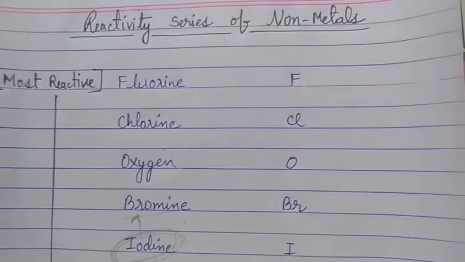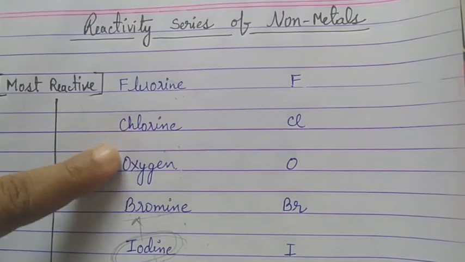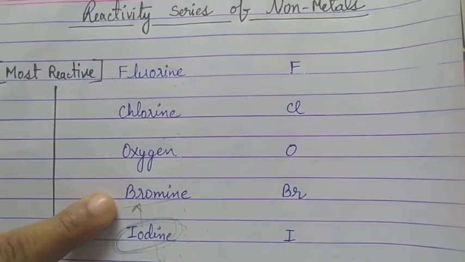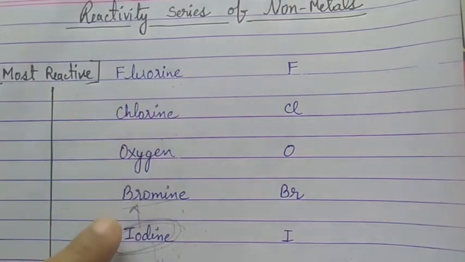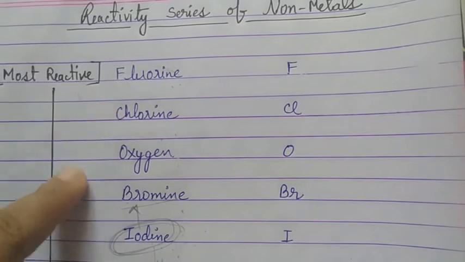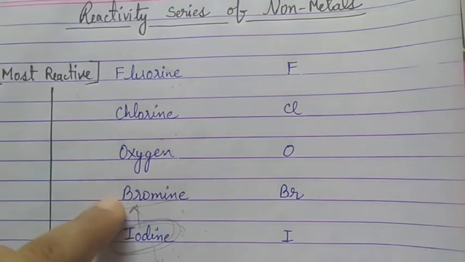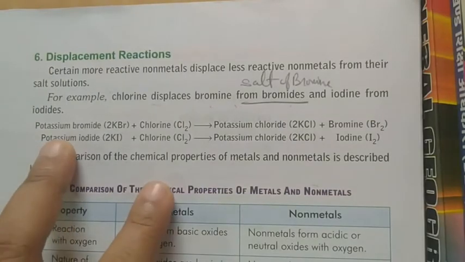Let me show you. Where is chlorine placed? Chlorine is placed here in the second position, bromine in the fourth position, and iodine in the fifth position. So automatically chlorine is more reactive than bromine and iodine. That is why chlorine will be able to replace bromine and iodine from their salt solutions. Now let's read this reaction.